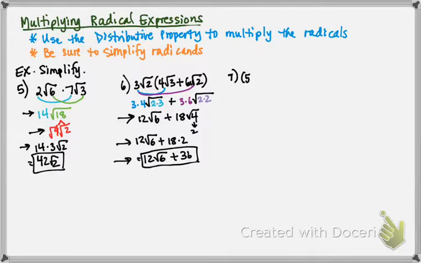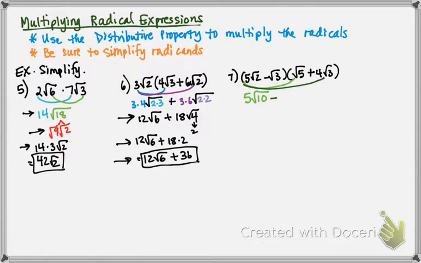All right, last one. We're going to have a binomial times a binomial. So we have 5 radical 2 minus radical 3 times the quantity radical 5, sorry, plus 4 radical 3. Okay, so this one I'm going to multiply the 5 radical 2 times the radical 5. So this is actually what I'm doing. I'm going to multiply 5 times 1 is 5. Radical 2 times 5 is radical 10.